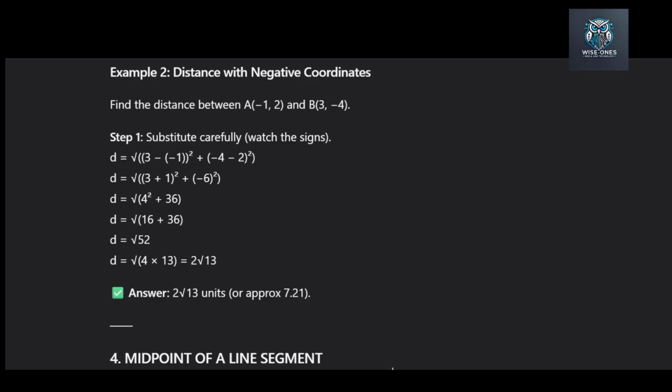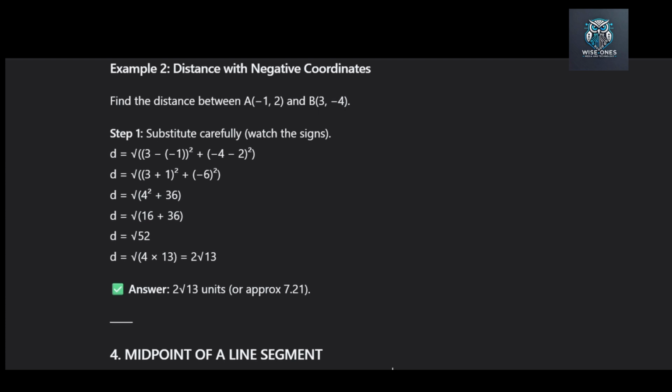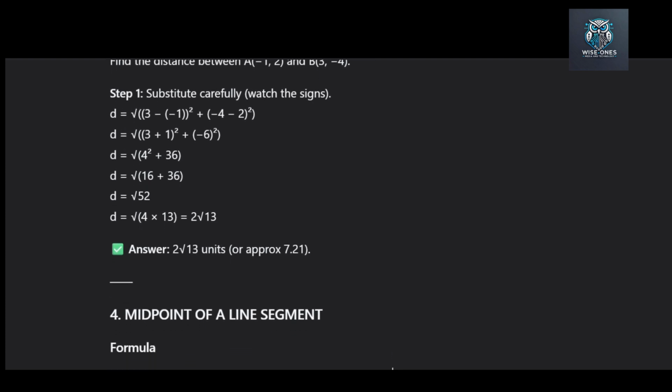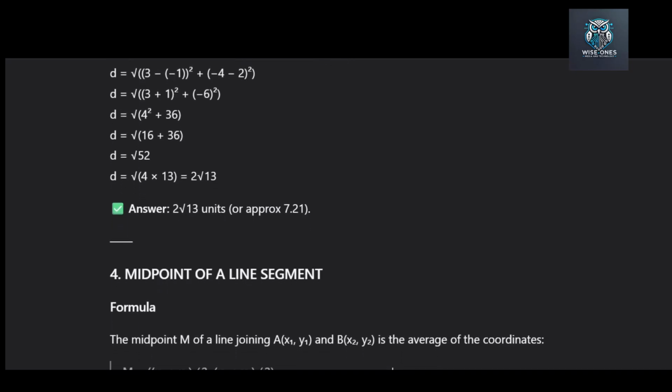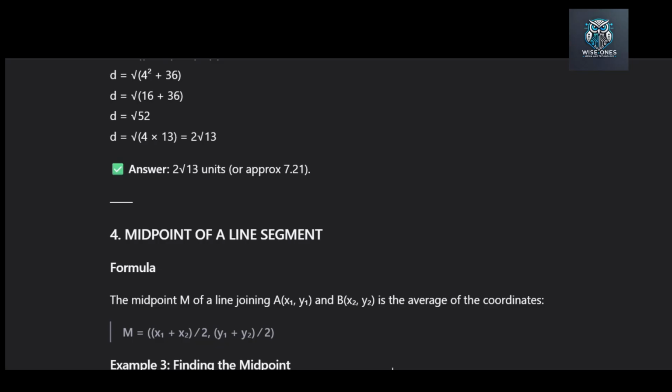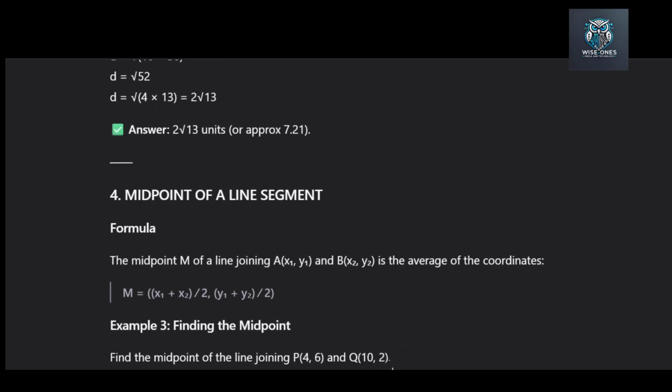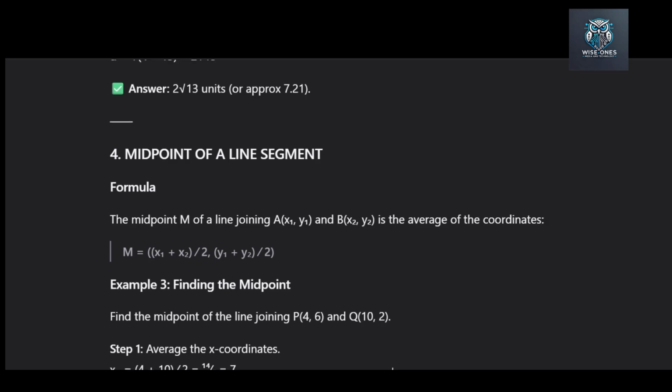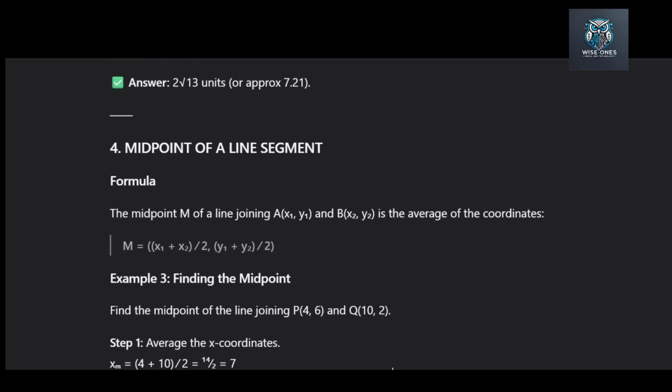Can we simplify this? Yes. We look for a square factor. 52 is 4 times 13. 4 is a square number. So the square root of 52 equals the square root of 4 times the square root of 13. The square root of 4 is 2. So the answer is 2 times the square root of 13. If you use a calculator, this is approximately 7.21. The answer is 2 root 13 units. Please be very careful with the negative signs. That is the most common error here.